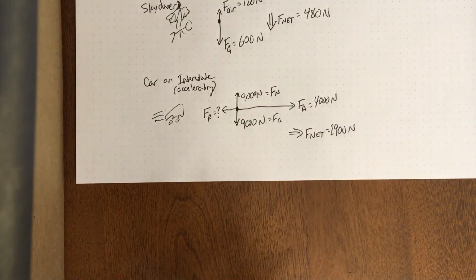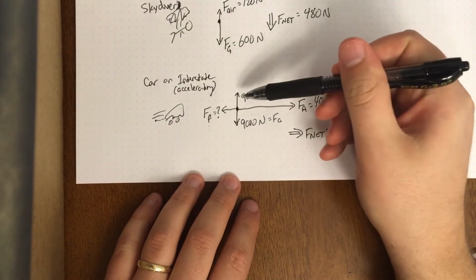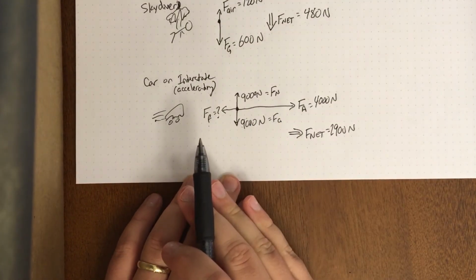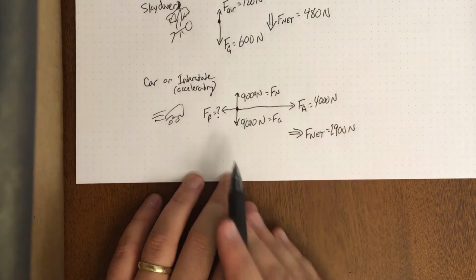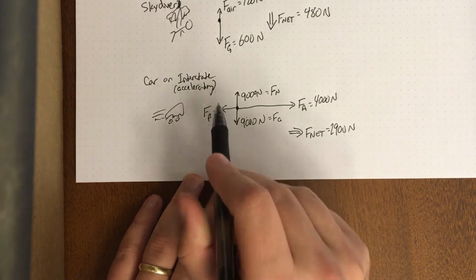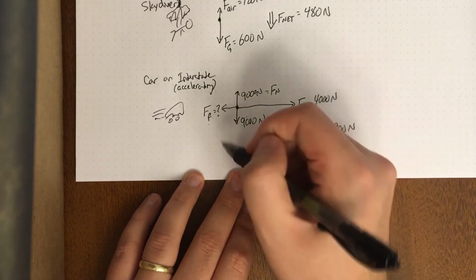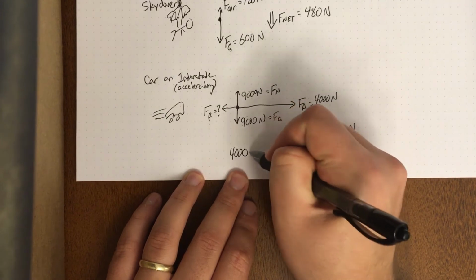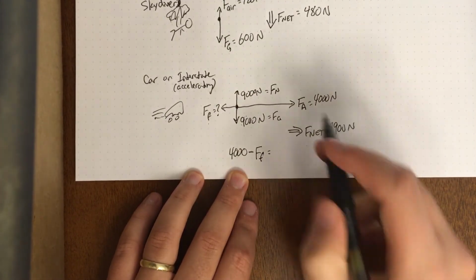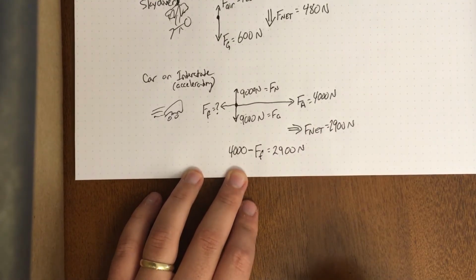Well, you'll notice this car isn't going up and down, and since it's not going up or down, these two forces cancel each other out. The car is only going to the right. So for the forces to the right, we have to say that 4,000 minus this friction force that we don't know is going to have to equal my net force of 2,900 newtons.